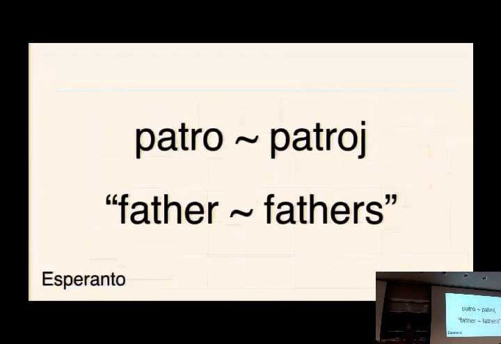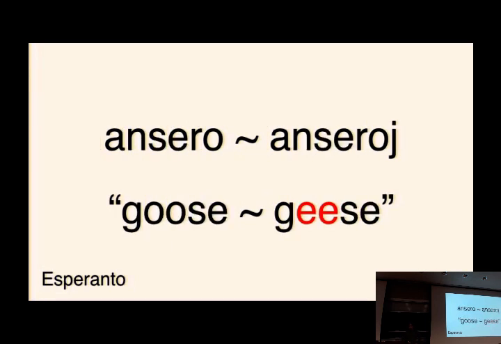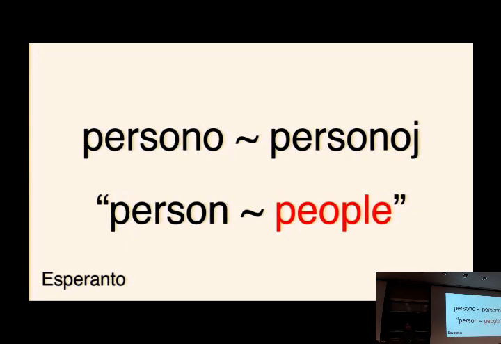Now let's look at just noun singulars and plurals. Father, fathers, very regular. Child, children, still irregular in Esperanto, ifano, ifanoi. Goose, geese, ansero, anseroi. Person, people, well, depending on your opinion of whether this is a real suppletive plural or not, persona, personoi.